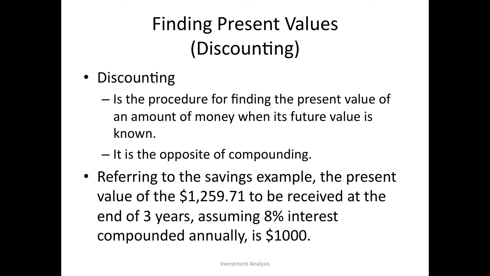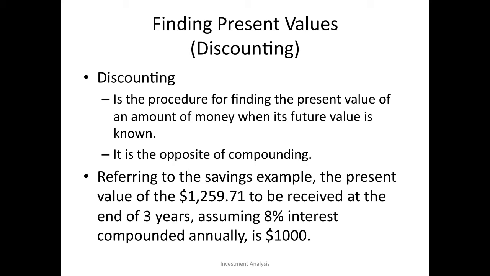Now, we've been talking about trying to find the future value when you know the present value, and that involves compounding. Another approach that gets used in dealing with the time value of money is finding present values. So for instance, maybe you know the future value of something and you want to know its worth today as opposed to in the future. When we're doing this, we do what's called discounting. This is simply the procedure for finding the present value of an amount of money when its future value is known. It's really the opposite of compounding if you want to think about it that way.